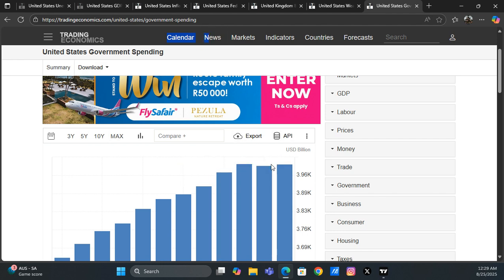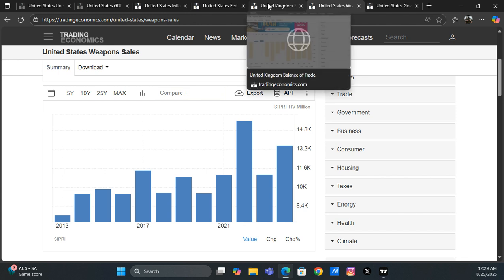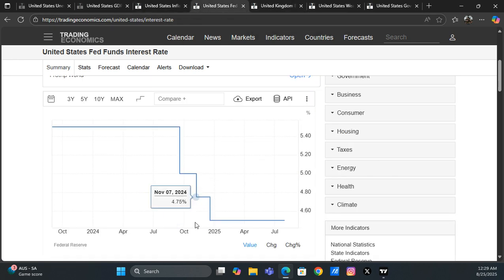This is government spending. You can see how stagnant government spending is, but in terms of weapons, these people are spending a lot of money on weapons. So this is another thing that we should look at. And this is the United Kingdom. I'm not supposed to be looking at the United Kingdom. I'm expecting an interest rate cut here. I'm expecting another interest rate cut.